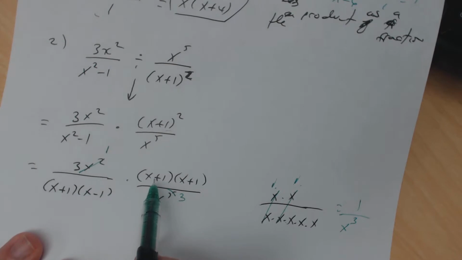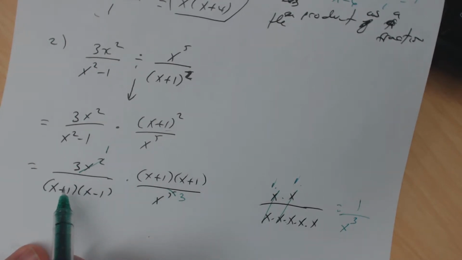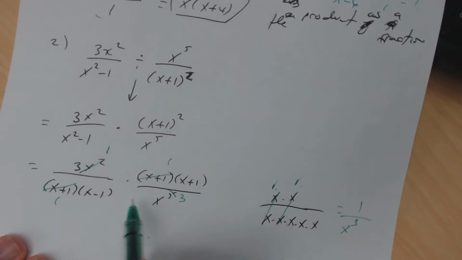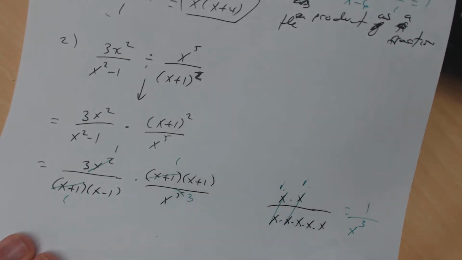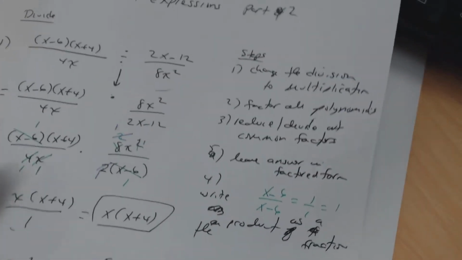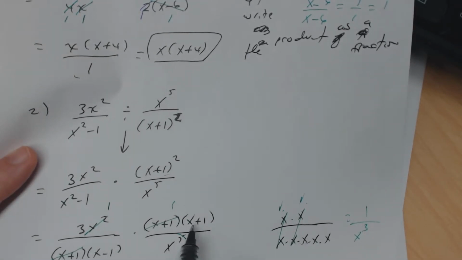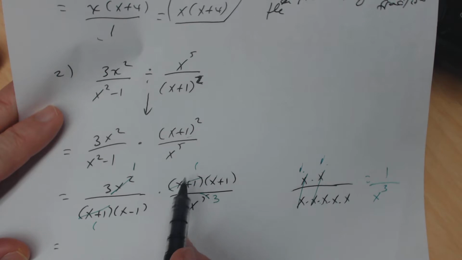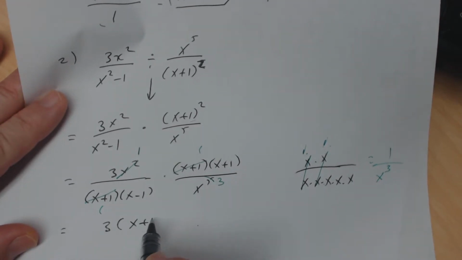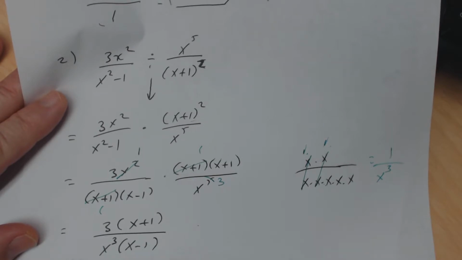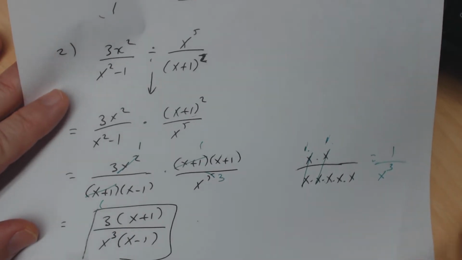Okay, my next factor is x plus 1 right here. And I do have a factor of x plus 1 in the denominator, so those divide out. My next factor is x plus 1. I don't have any other factors of x plus 1, so you're done. So all you have to do now is just rewrite step number 4, rewrite the product as one fraction. So I'm going to get 3 times x plus 1. So 3 times 1 times 1 times x plus 1. So that's 3 times x plus 1 divided by, and always put the monomial factor first. So x to the 3rd times x minus 1. Okay? So that's the answer there.